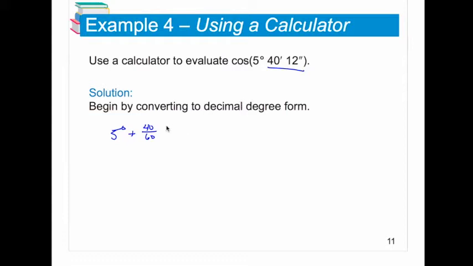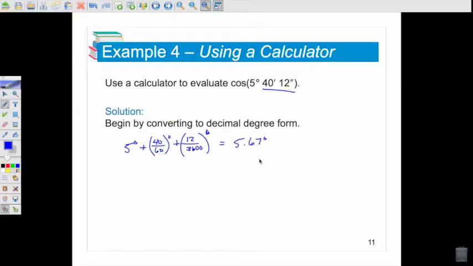40 out of, we know that there's 60 minutes, so 40 out of 60 degrees, plus another 12 out of 3600, because there are 3600 seconds in an hour. Fantastic. Now, these are degree signs, by the way. If I were to add all these things up, 5.67 degrees, that would be my decimal approximation of these degrees, minutes, and seconds.